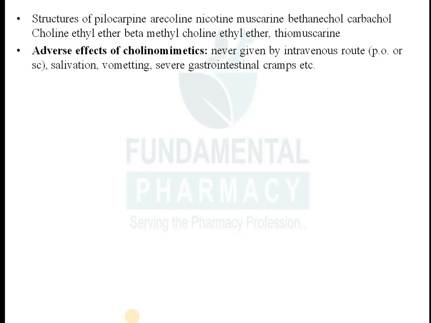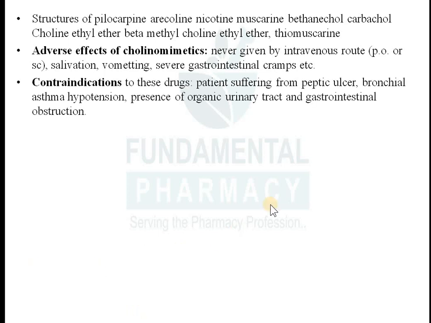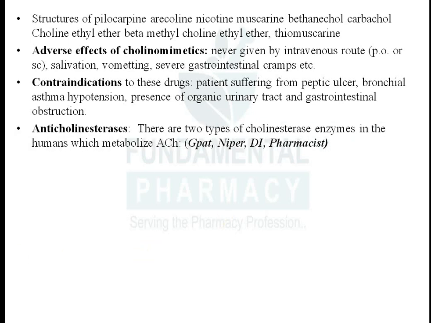Now, what are their specific uses? What are their contraindications? Just remember 3-4 conditions in which they are always contraindicated: asthma, peptic ulcer, intestinal obstruction, urinary obstruction or incontinence of the urinary system, and gastrointestinal obstruction. They are contraindicated in these conditions. You already know this.